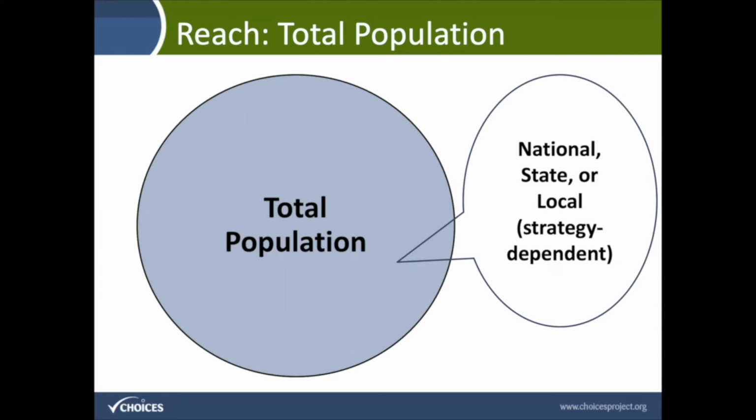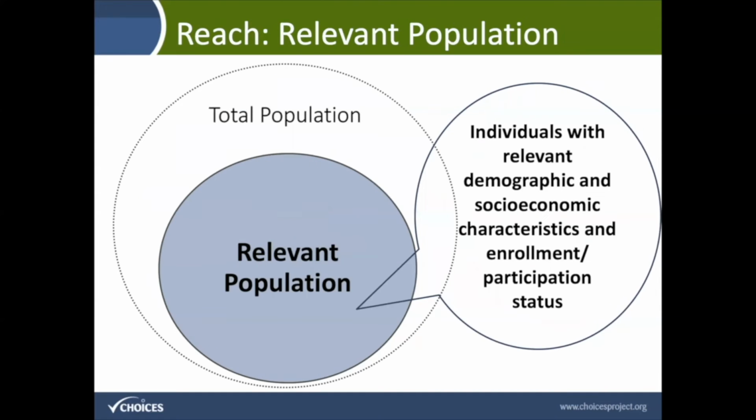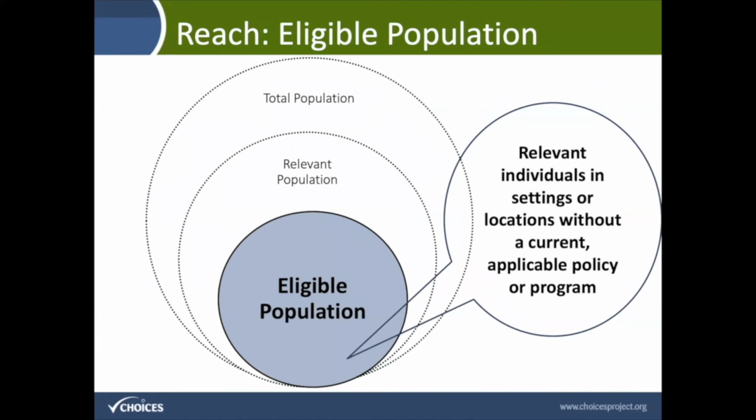So now that we've thought through all of these questions, we can get to work. To estimate REACH, we first start with the total population, which, depending on the strategy you're looking at, could be at the national, state, or local level. Then we apply those inclusion and exclusion criteria to focus on the relevant population. These are individuals with relevant demographic and socioeconomic characteristics and enrollment or participation status. After estimating the relevant population, we can focus on the eligible population. These are individuals in the settings or locations that do not have a current applicable policy or program.